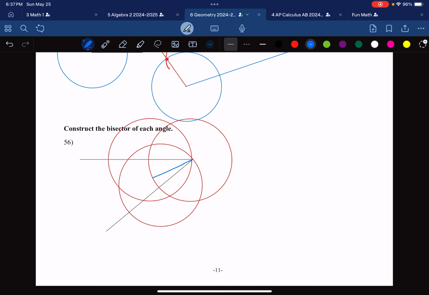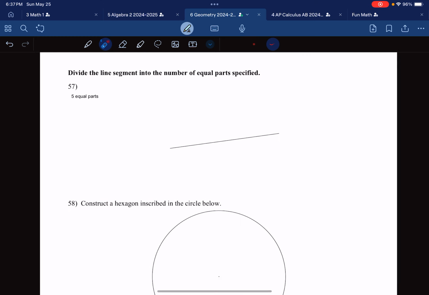If I do a ray from our vertex out, there we go. This angle and this angle should be exactly the same because it cuts the angle perfectly in half. I'm eyeballing it here, which is cheating, but I'm giving you the general process, so hopefully that helps you.